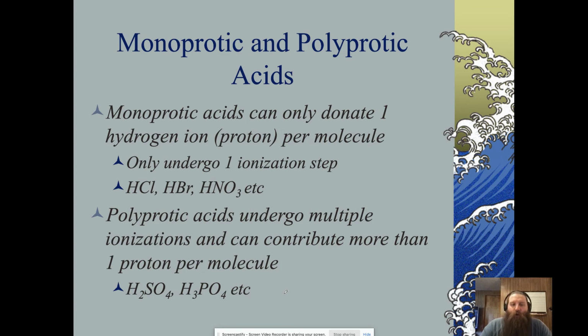Now, a polyprotic acid is an acid that has more than one hydrogen to give away, and it has to give them away in steps. So first you give the first one, and then maybe you give the second one. Sulfuric acid is a great example of this. Phosphoric acid is a great example of this because they have more than one hydrogen to give.